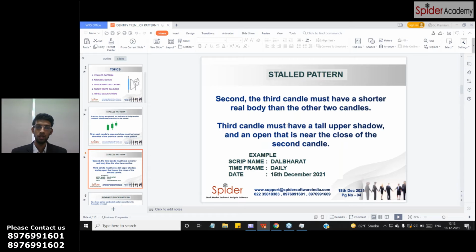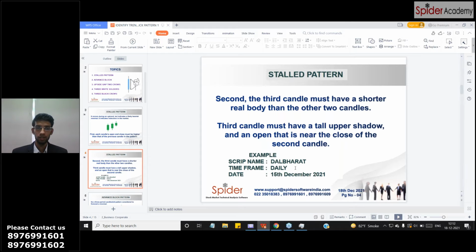And the third must have a tall upper shadow and an open that is near the close of the second candle. This condition helps you see that yes, this could be a proper reversal. So the third candle has a taller upper wick. Let's look at an example. The example is Dal Bharat.